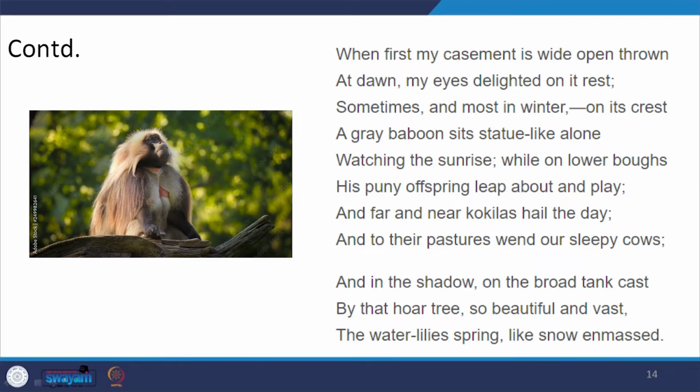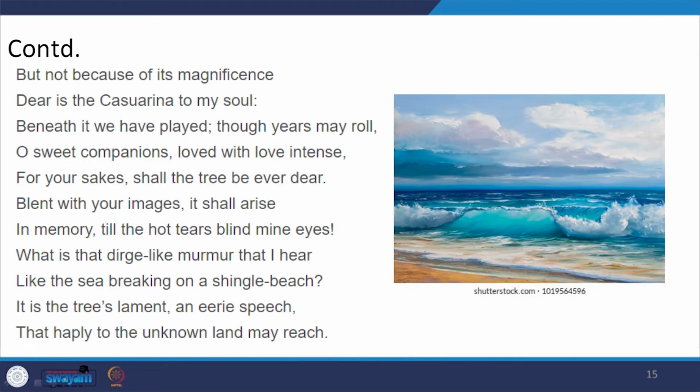and in the shadow on the broad tank cast by that whole tree so beautiful and vast, the water lilies spring like snow in mast, but not because of its magnificence. Dear is the Casuarina to my soul. Why do I love this tree? And then she says, beneath it we have played. So memory. Beneath it we have played, though years may roll, oh sweet companions, loved with love intense.